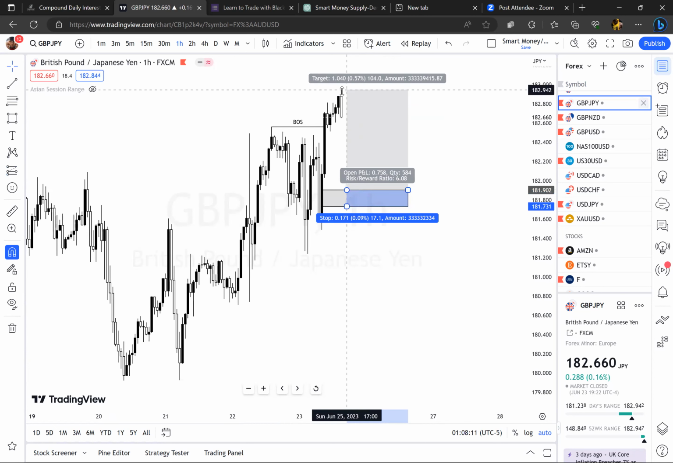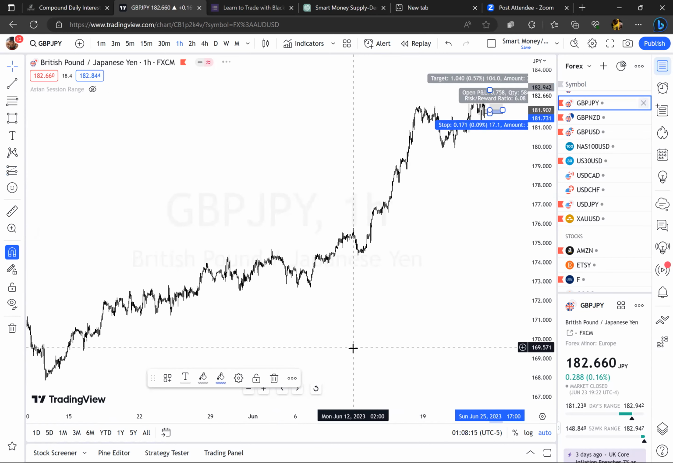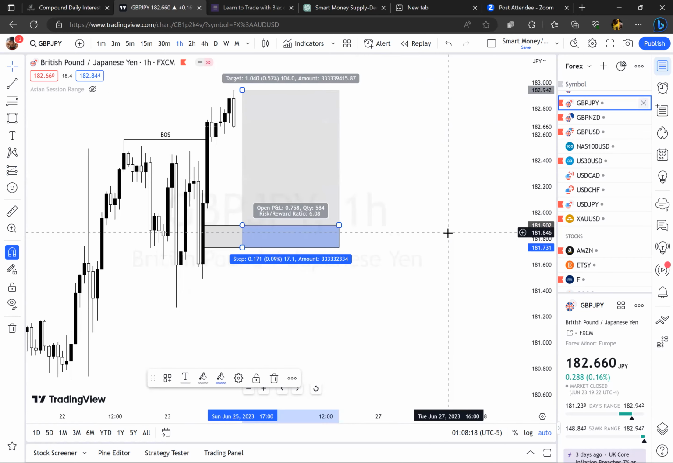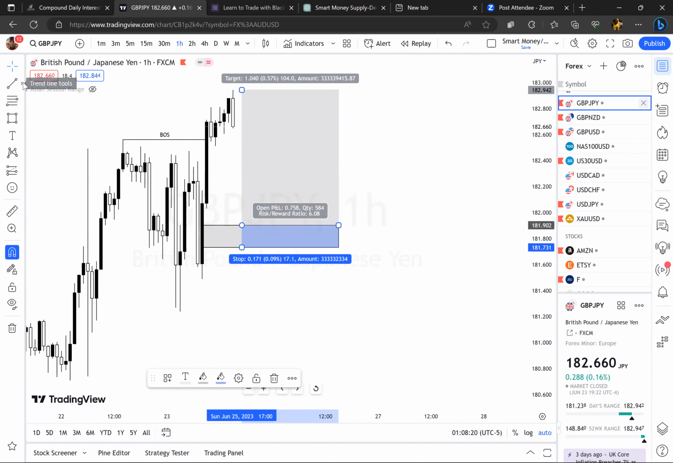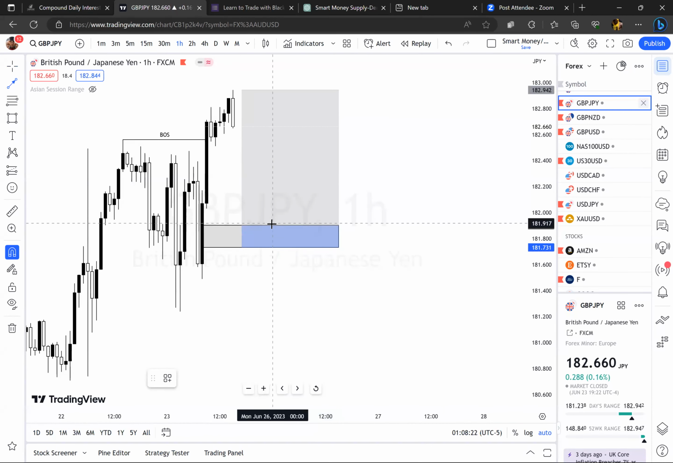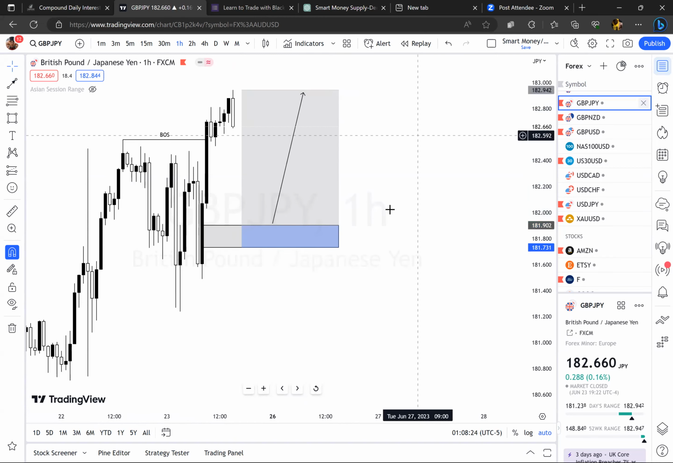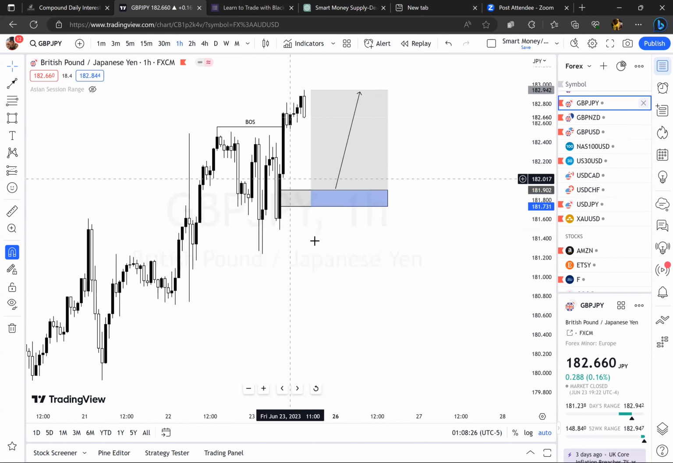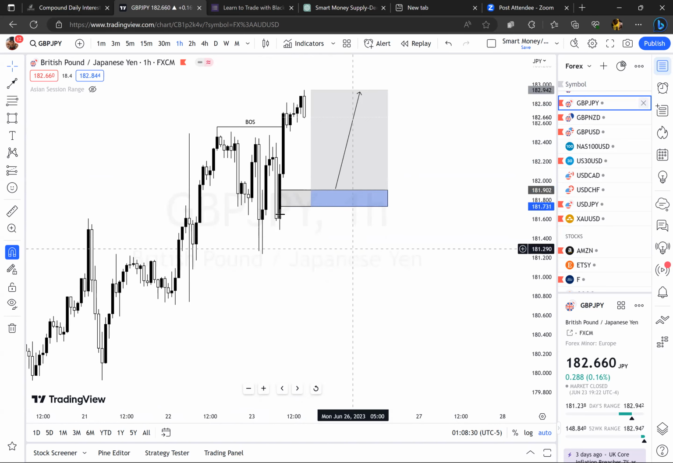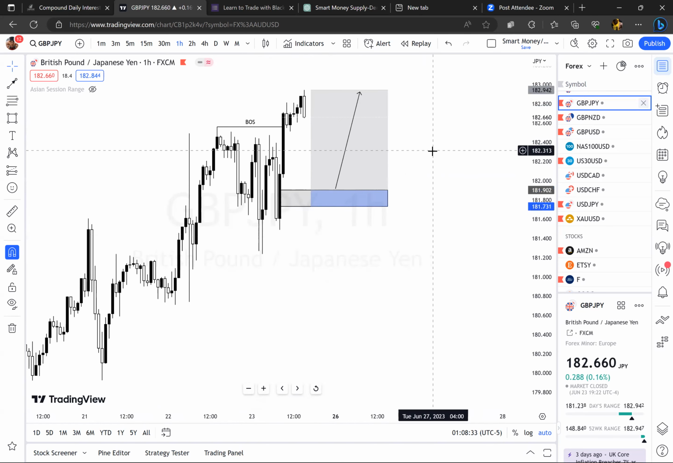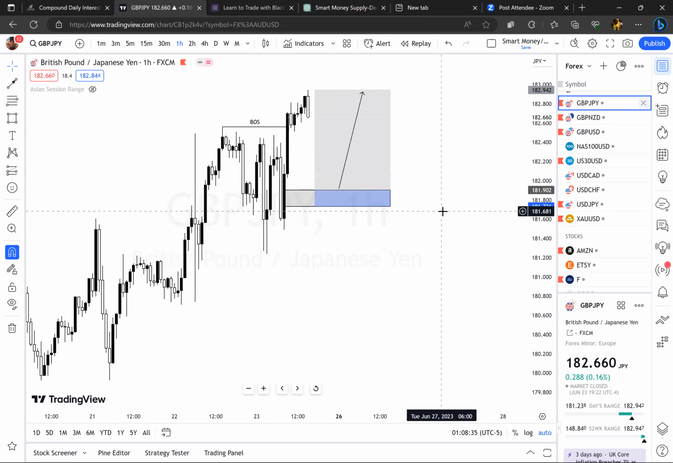So it really doesn't matter. If I aim for the high, that's a 1 to 6 risk to reward, 104 pips. I can work with 104 pips. You can get 104 pips on GBPJPY easy in a matter of minutes. All right, but you see, that's how I find my trades. That's how I find my trades. And that is GBPJPY.